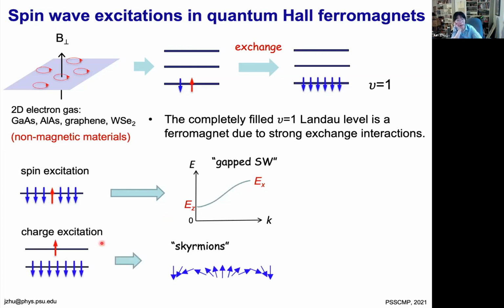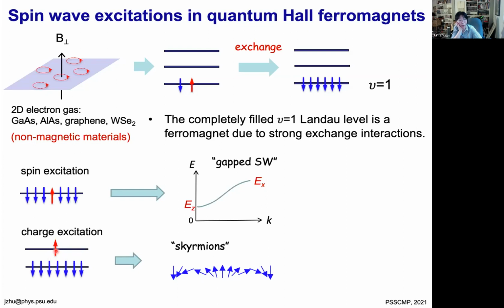I can also create a charge excitation in the system, right, by deviating slightly from ν=1, ν=1 plus a little bit. So now that electron has to occupy the empty Landau level, and that carries the opposite spin. Right? Okay. So all of these filled Landau levels carrying all of the spin suddenly see this spin in the opposite direction. They would like to screen it, right? Because there's a strong exchange coupling between them.